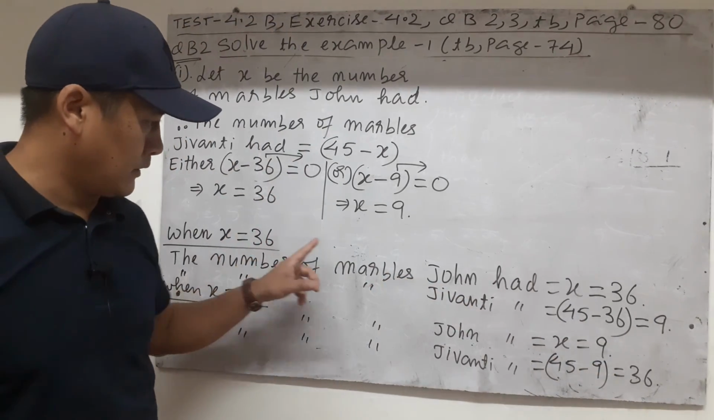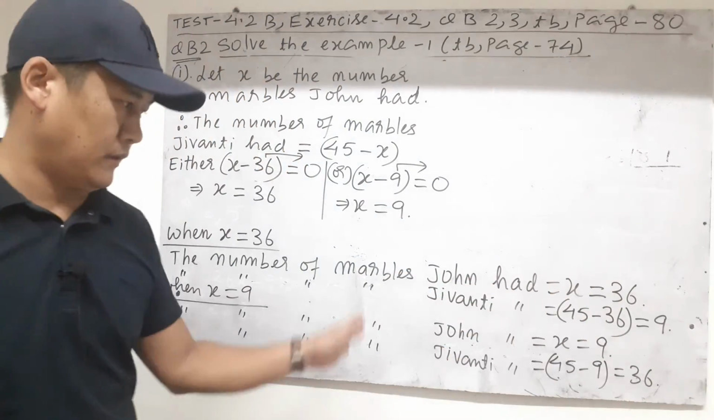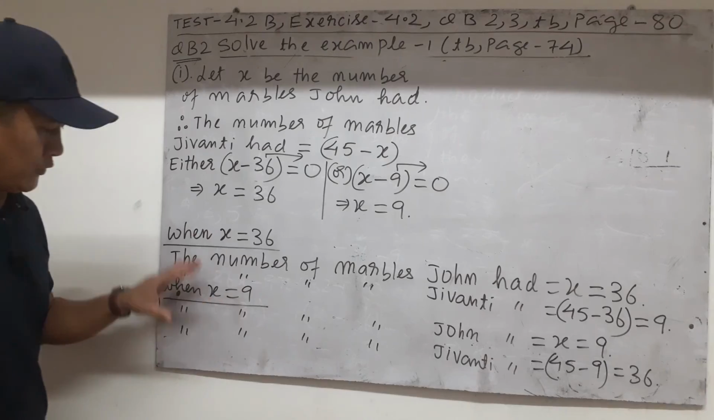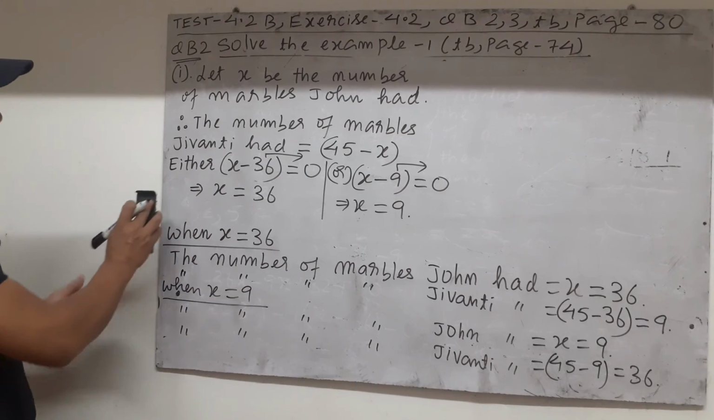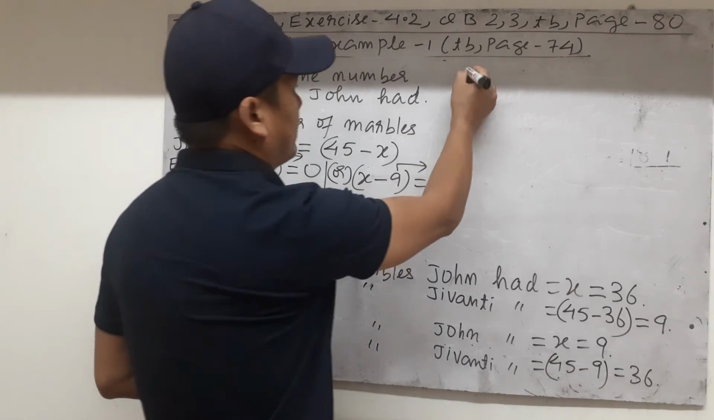When x is 36, John had 36 marbles, Givanti had 9. Okay, you can answer it this way. You have to show both of the conditions that are possible. Then finally you write down, therefore the final answer.